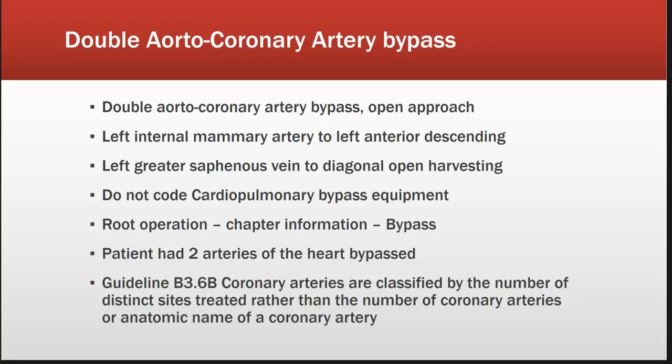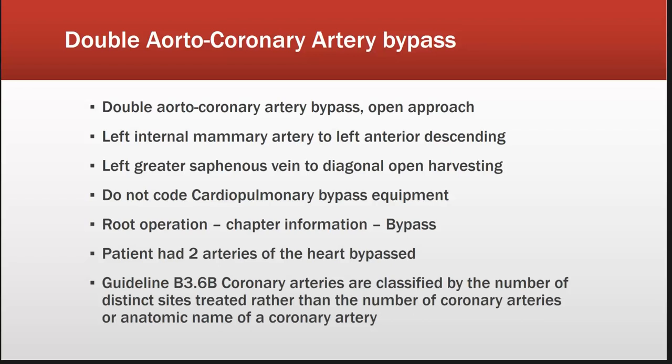Number 7 is a CABG, a double CABG, a double aortocoronary bypass graft, open approach. The patient is having the left internal mammary artery to the left anterior descending, and they're also having the left greater saphenous vein to the diagonal, which is done via open harvesting of this saphenous vein. So you have to code the bypass. You have 2 different routes being done, so you're going to need at least 2 codes for those routes. And you also need to code the harvesting of the saphenous vein. They pull the greater saphenous vein from the patient's leg.